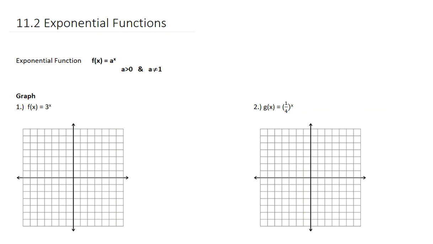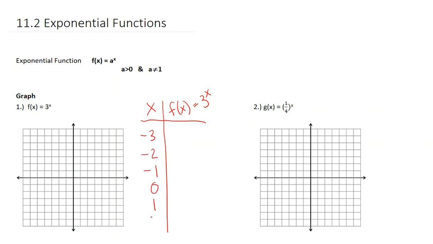If I have f of x equals 3 to the x power, what we're going to do is set up a t-chart. We're going to have x, and instead of y, we'll have f of x, which equals 3 to the x power. Just like we've done before, we're going to put some numbers in for x, and I'll talk about how we figure out what numbers to use a little bit later. But let's just start right in the middle at 0, go up a couple, and go down a few.